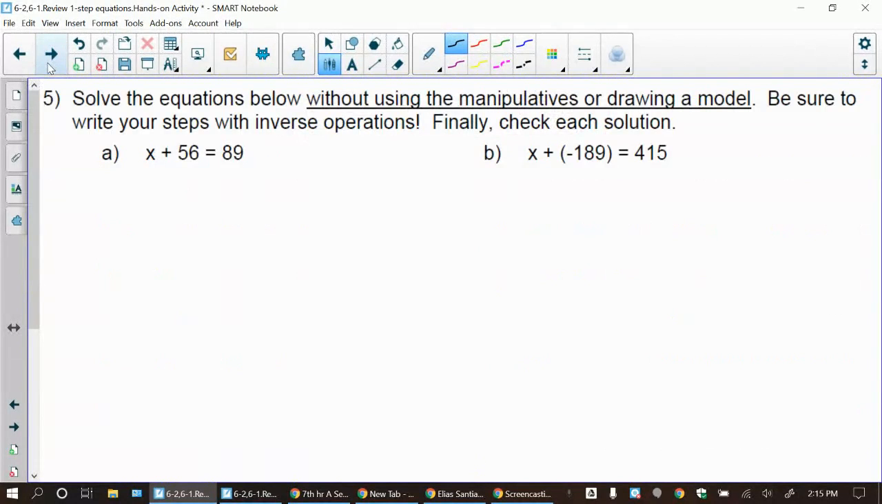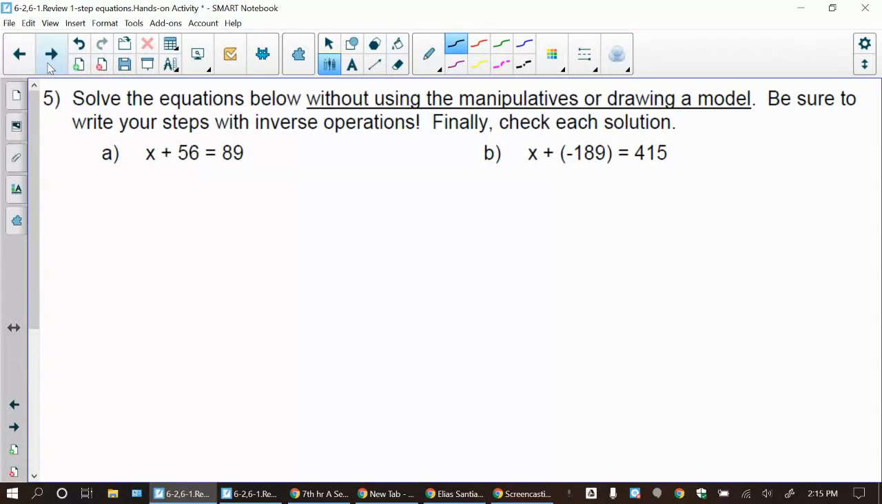Okay, but now we're going to do this the algebraic way. Remember, if you're in Mrs. Oliver's class, I talk about the 5 different steps that we should do for every equation, no matter what, for every one-step equation. So we're going to solve without using manipulatives, without drawing. So that's why we call this the algebraic.